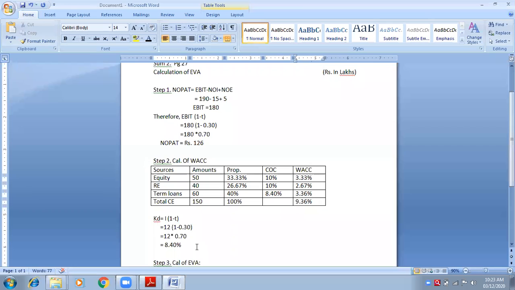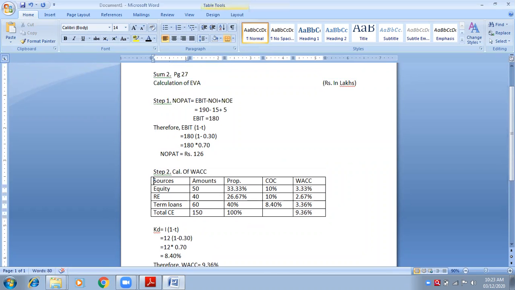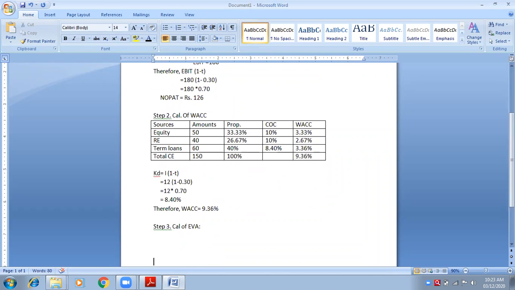Therefore here you have to write WACC is equal to 9.36%. This is my WACC, 9.36%. Now the next step is calculation of EVA. What is the formula for EVA?